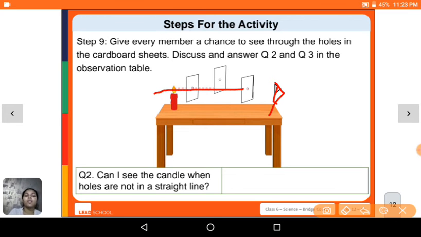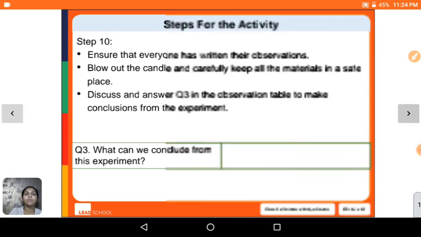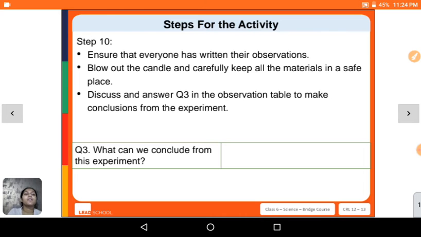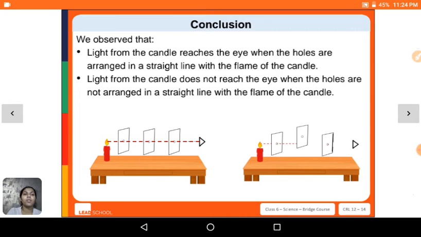So the question is, can I see the candle when the holes are not in a straight line? No, we cannot see the candle, right? Now, question number 3 is, what can we conclude from this experiment?